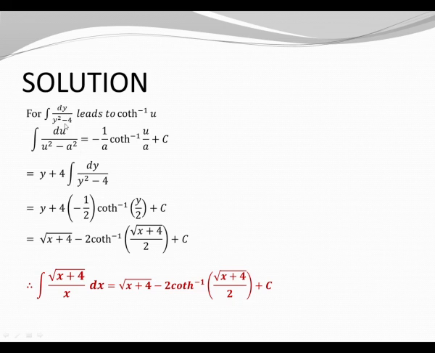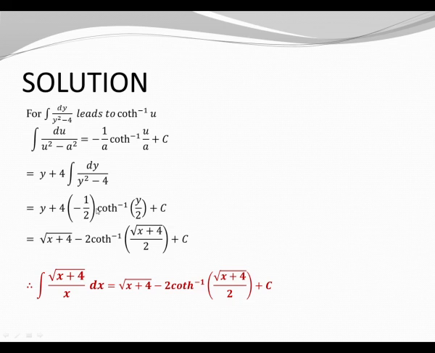This integral dy over y squared minus 4 is actually leading to inverse hyperbolic cotangent of u, wherein if you have an integral of du over u squared minus a squared, this is actually negative 1 over a, inverse hyperbolic cotangent of u over a plus c. So then the integral of dy over y squared minus 4 can now be had as 4 times negative 1 over 2, as 1 over a, inverse hyperbolic cotangent of u, which is y over a, plus c.